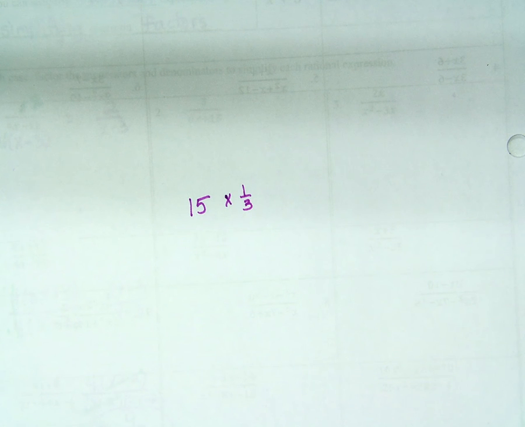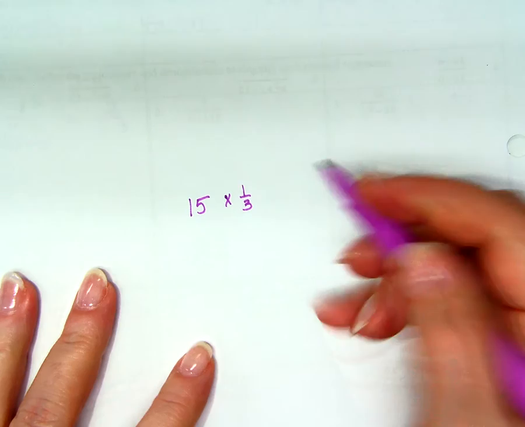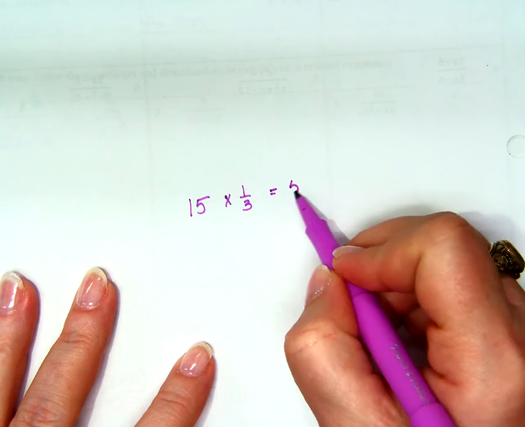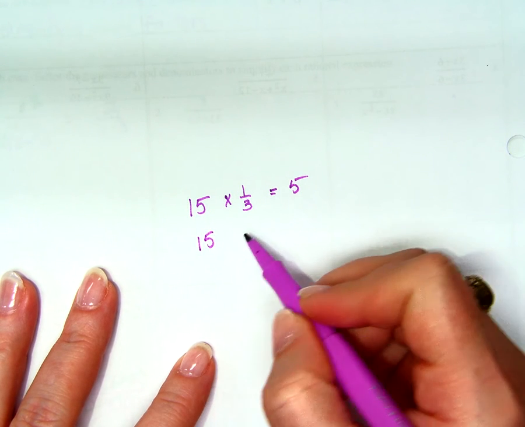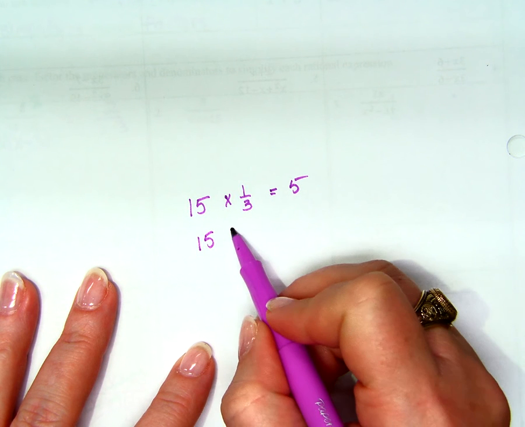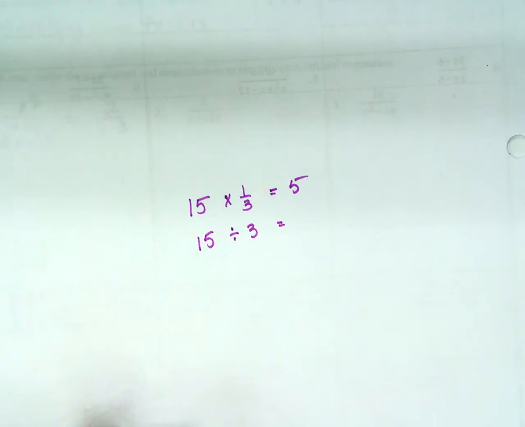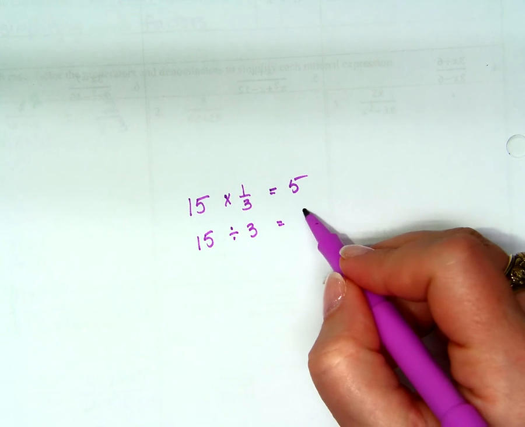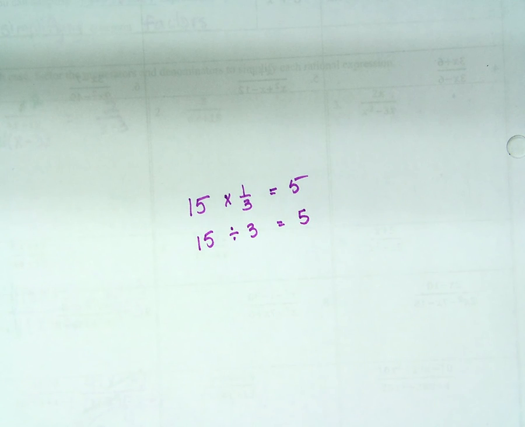I would like you to do, in your calculator, 15 times 1/3. I don't care if you think you know what it is. I want you to actually press the buttons, please. 15 times 1/3 equals 5. Okay, now press these buttons. Actually press the buttons. 15 divided by 3. It's also 5. That's weird.